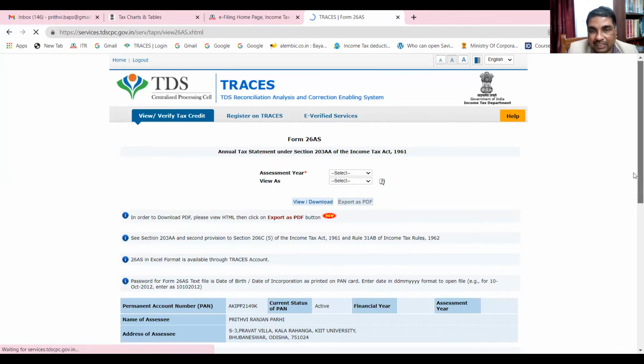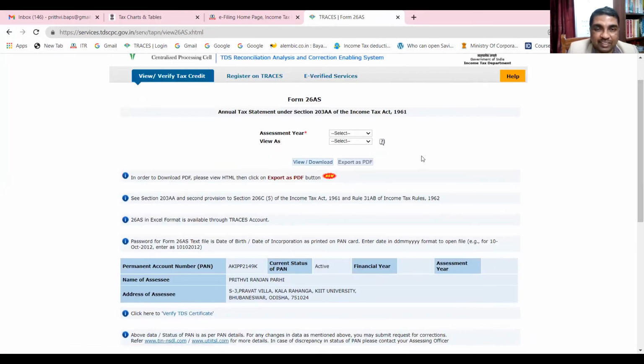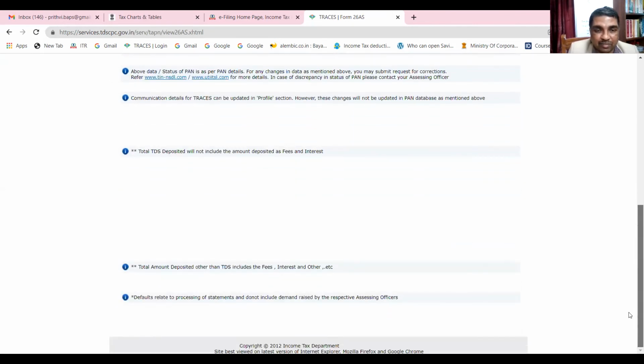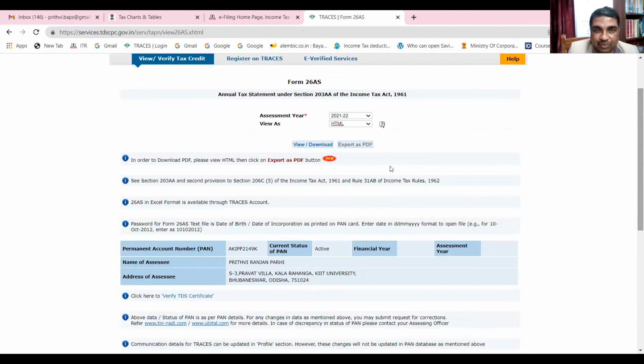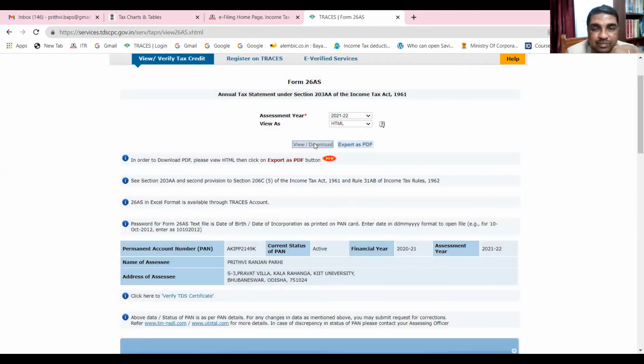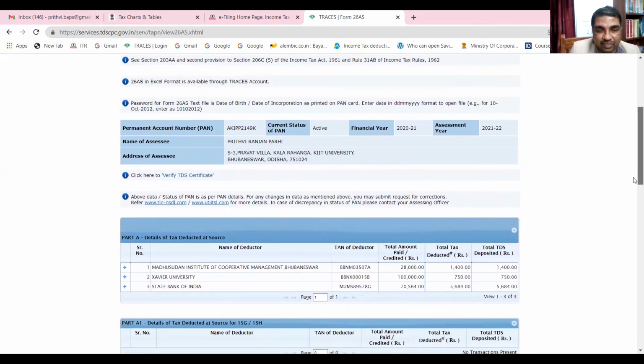Now you see, for a particular assessment year, you can find out, let us say for assessment year 21-22, how much tax is deducted. You can see view as HTML or text file. You can see view and download. You can go down. You can check your status. And if you want, you can view and download here.